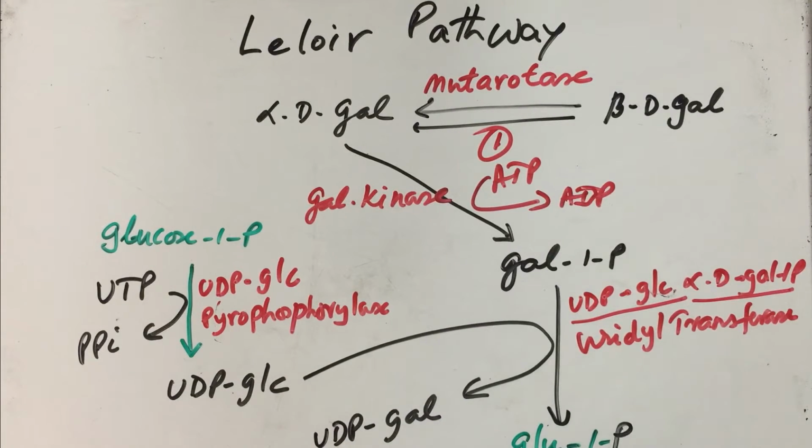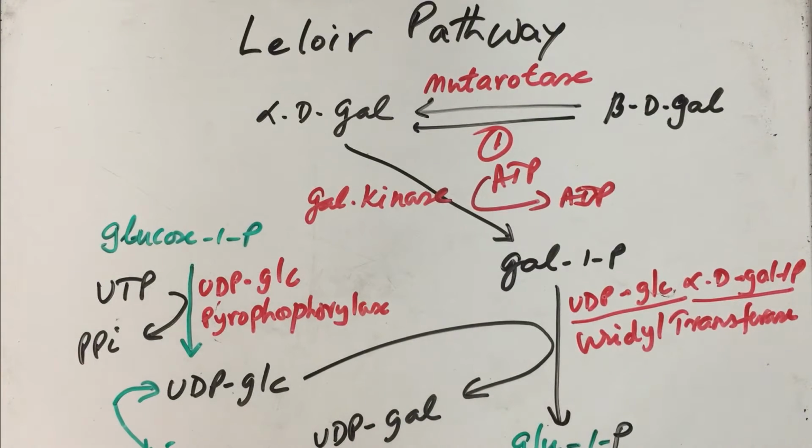Now what happens to this UDP galactose? This UDP galactose is converted back into UDP glucose, because you know that conversion of galactose into glucose needs a change only at the 4th position. Therefore this is catalyzed by UDP galactose 4 epimerase. So this is also an important reaction. This UDP glucose is taken care of, and this way the reaction can continue.